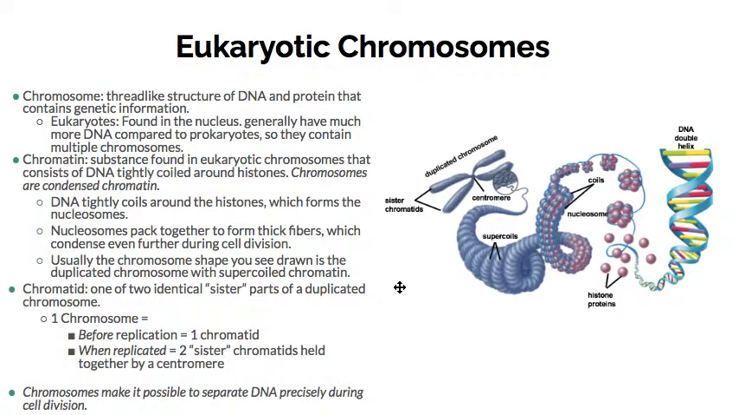If we look here at this X, our typical chromosome, here is a chromatid, or one leg, and here's another chromatid, or one leg. One chromosome before replication is usually just one chromatid. But when replicated, it looks like this: two sister chromatids, which are now held together by a centromere here in the middle. And chromosomes make it possible to separate DNA precisely during cell division.